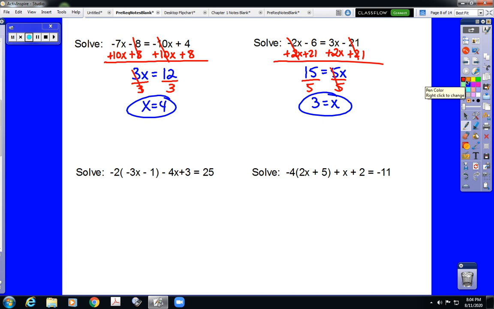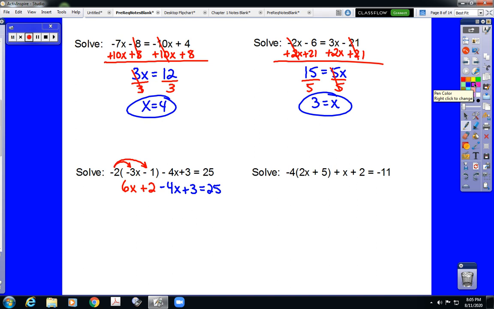So again, when we say expand, what we're saying is distribute. We're going to take negative 2, and we're going to multiply those first two things by negative 2. That would be 6x plus 2, and then we still have the rest of the equation, minus 4x plus 3 equals 25.